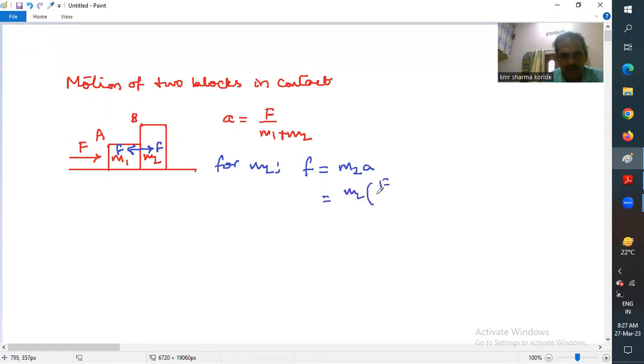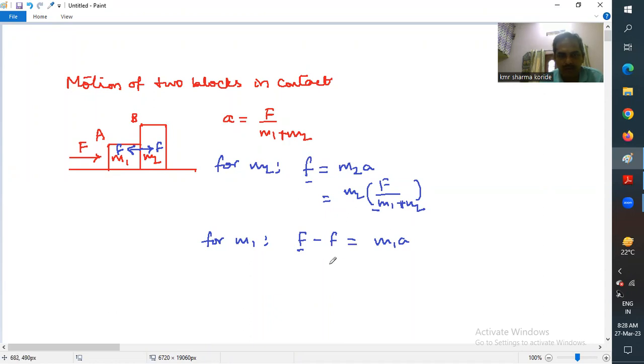So you can substitute the common acceleration. Therefore, it is F by m1 plus m2. Next, coming to m1, there is a force directly acting on it, but it is opposed by the contact force. So this is going to be m1a. If there is a need to find only the contact force, you have to use this. Otherwise, if there is a need to find the value of F, you have to follow this.